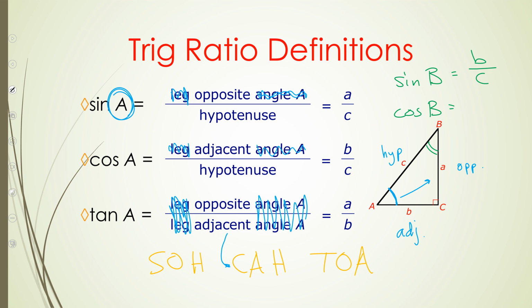Say again? Not uppercase. Lowercase a over c. Okay, so if we're talking B, this becomes the adjacent side. It's next to. This is the hypotenuse. And then last but not least, what's the tangent of B? Opposite side is B. Adjacent side is A. Okay.